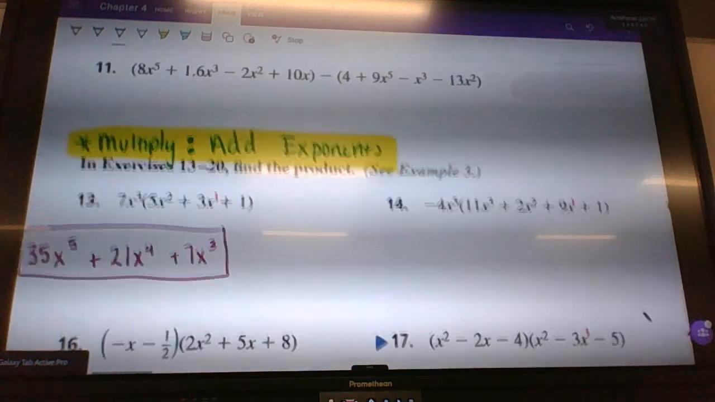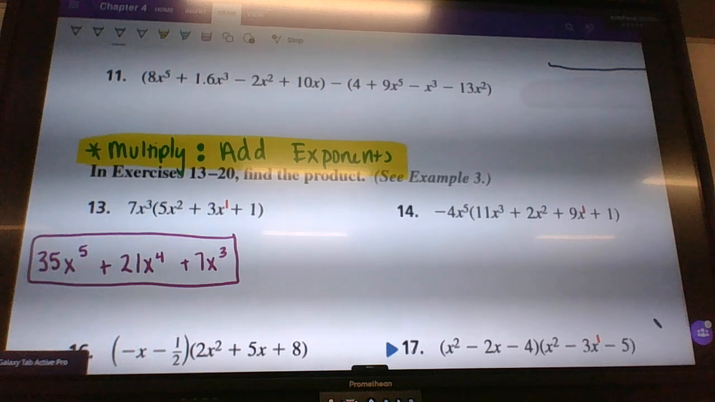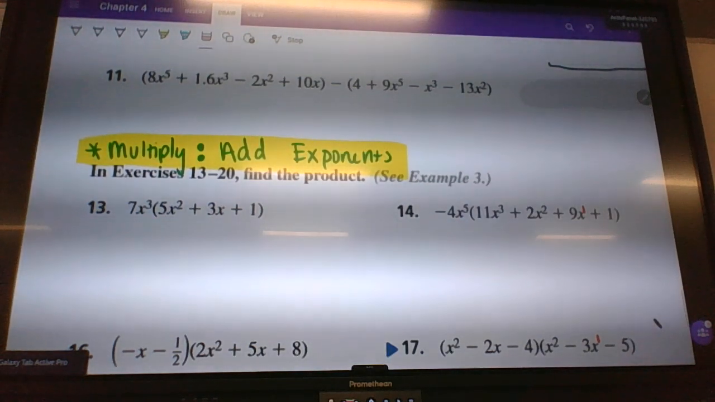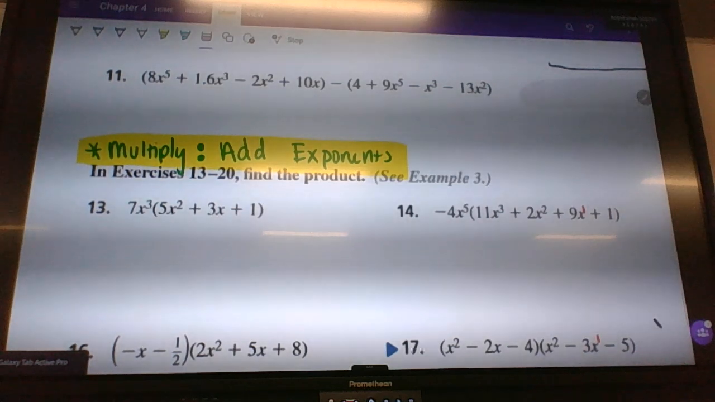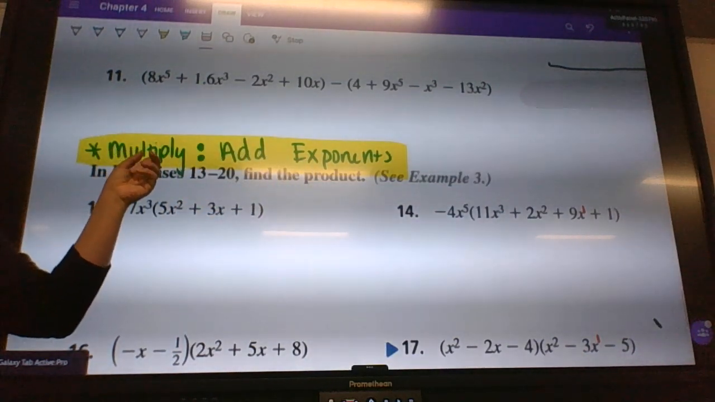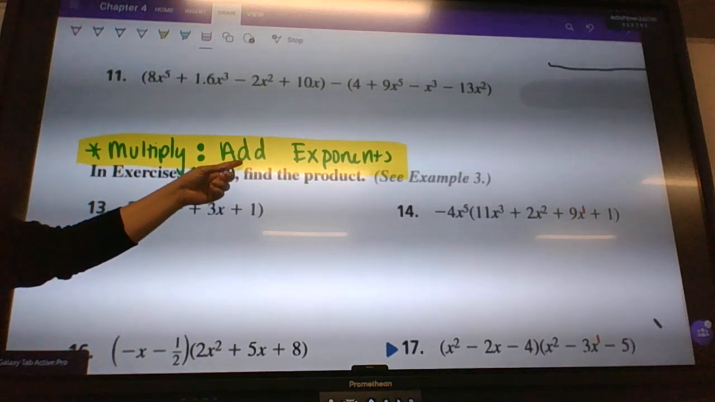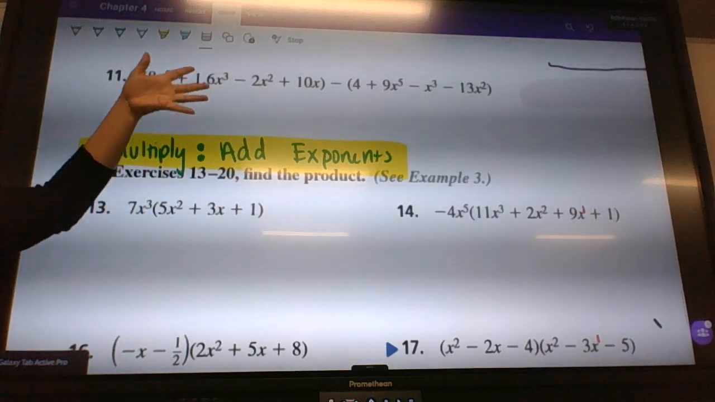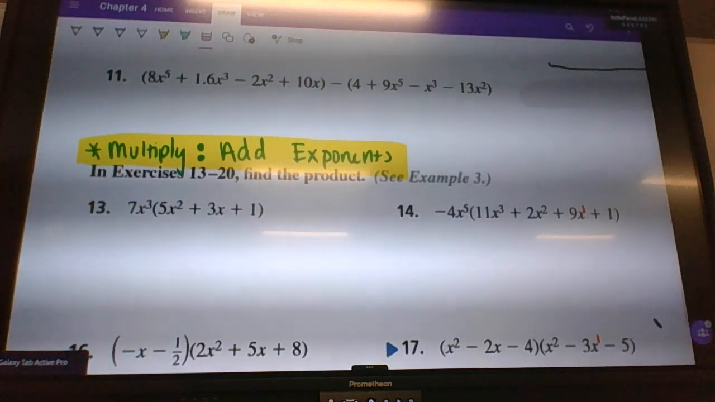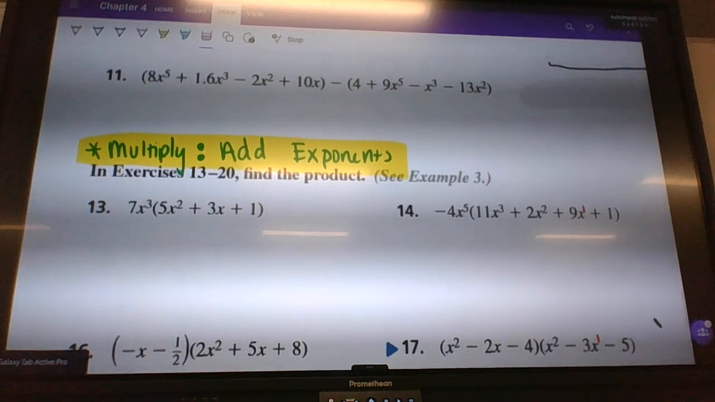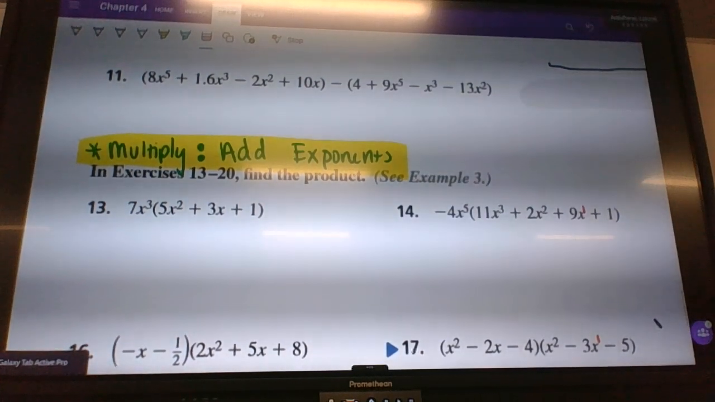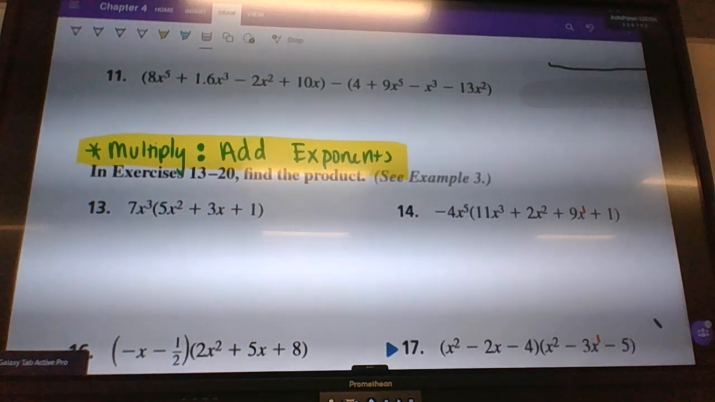Okay, 14 is distribution. So this is find the product. Product indicates multiplication. When you multiply, you add exponents. So on the first two sections, I said don't change exponents. But now that we did some multiplication, I'm saying do change exponents. There are some properties of exponents that you have practiced before. And one of them is called the product property.